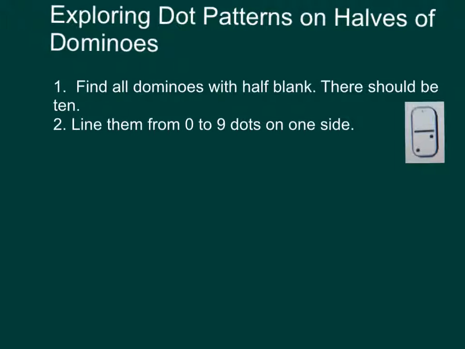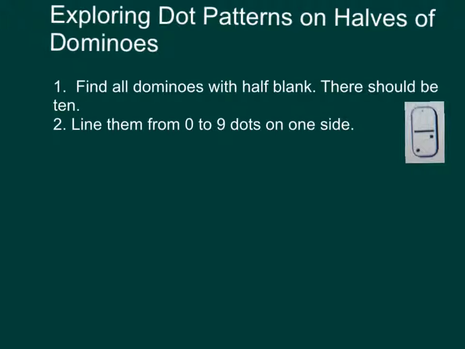The first thing we're going to do is be exploring dot patterns on halves of dominoes. So number one, we're going to look at our dominoes and find all of our dominoes with half blank. That would be dominoes that look like this. One half has nothing and the other half has some dots. There should be 10 of these. Do this now.